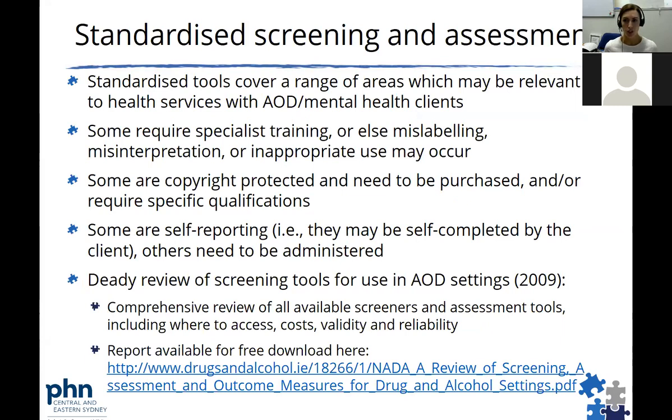Another resource which clinicians might find useful is Mark Deedy's 2009 review of screening and assessment tools for use in AOD settings. This includes a really good overview of all screening and assessment measures, where they can be accessed, whether there's a cost involved in their use, details of their reliability and validity, as well as their strengths and limitations. And that's free to download. I've put the hyperlink on that slide there.